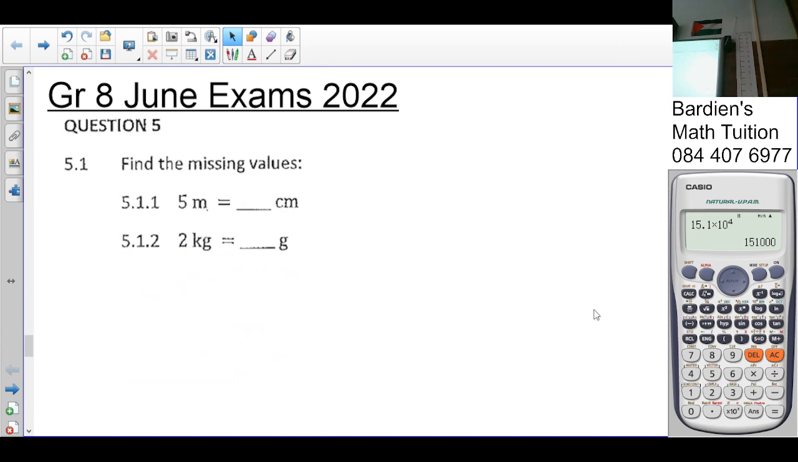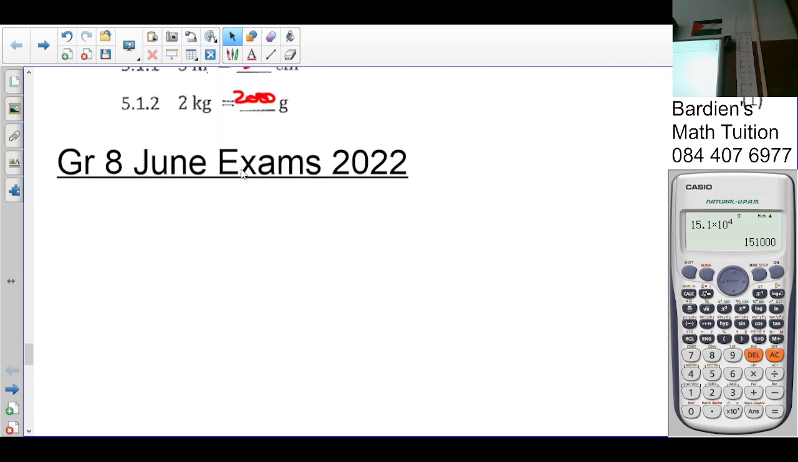Next, find the missing values. How many centimeters are there in a meter? 100. So 5 meters gives you 500 centimeters. How many grams are there in a kilogram? 1000. Times by 1000, so I get 2000 grams equals 2 kilograms.